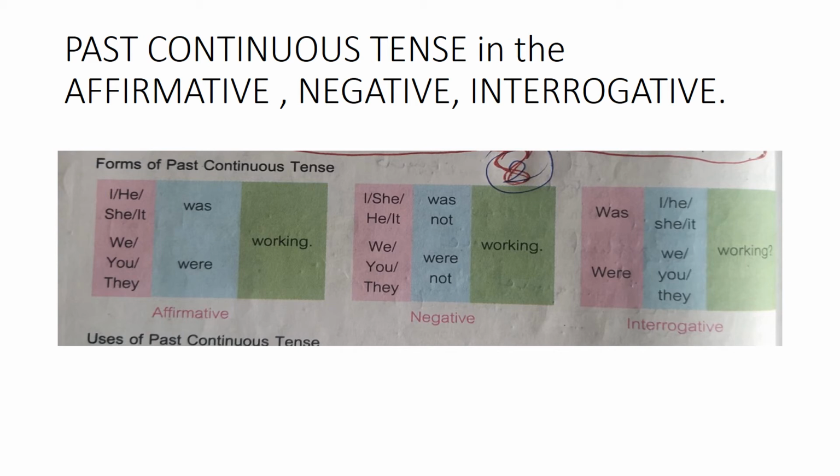Past continuous tense in the negative. If the subject is I, he, she, it: was not sleeping while studying. If the subject is we, you, they: were not grazing. The hens were not pecking the ground for food. Interrogative form. Was I, he, she, it sleeping while eating? Were you, we, they strolling as it was a wonderful day?